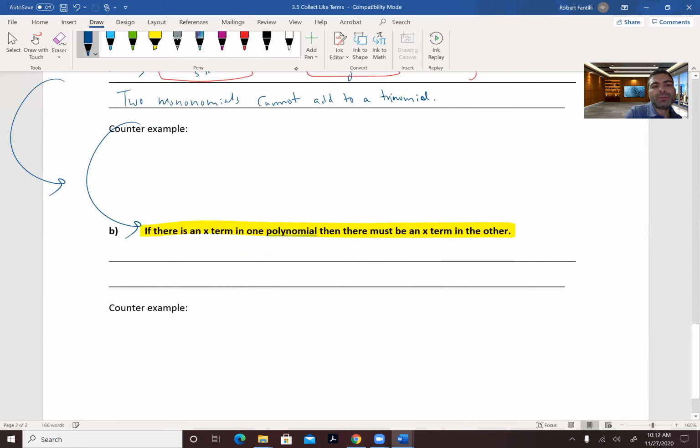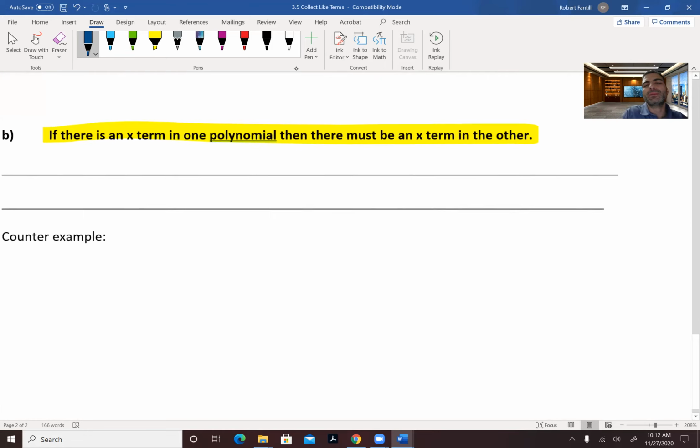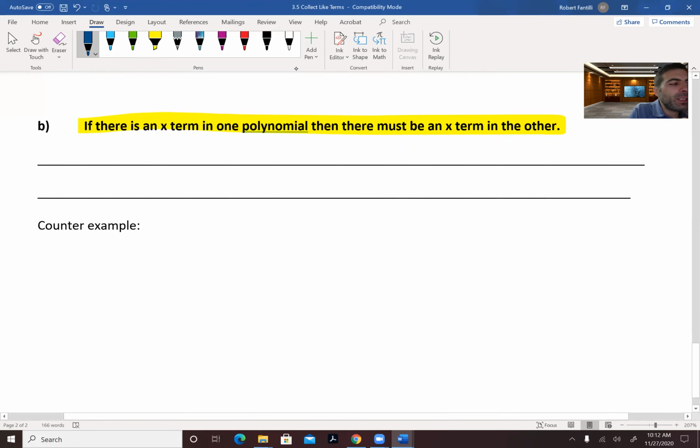Okay, same question, but different statement. If there's an x term in one polynomial, then there must be an x term in the other one. Well, hang on a second here. That's going to be sometimes true, and I'll explain why.